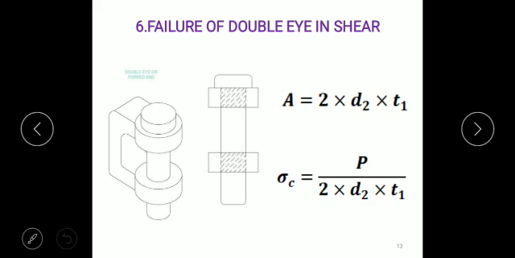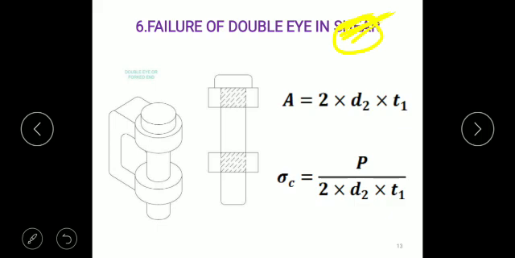Similarly, one more failure for the double eye, the failure of the double eye in crushing. Sorry, the slide heading says shear failure here, but it should be the crushing failure. Make it correct: failure of the double eye in crushing, because we are looking at the crushing failure. Crushing is like a compressive failure, and this is the portion of the eye subjected to the crushing.